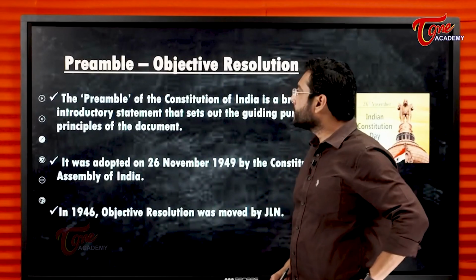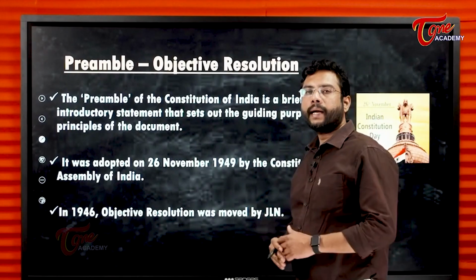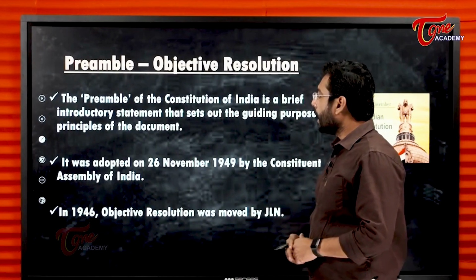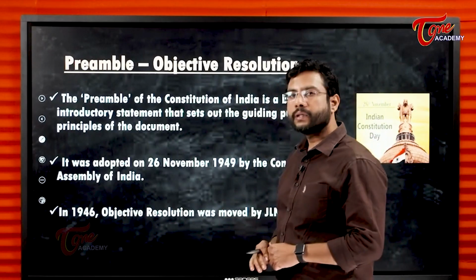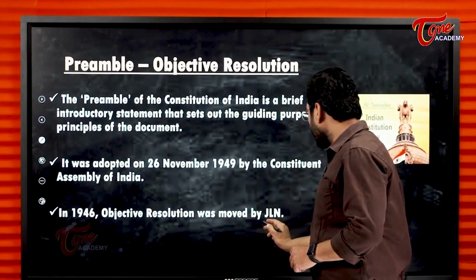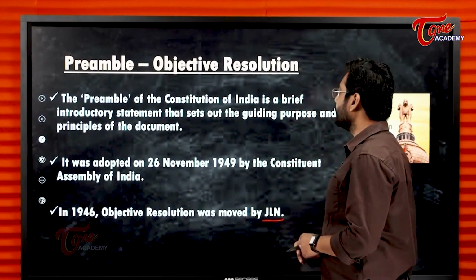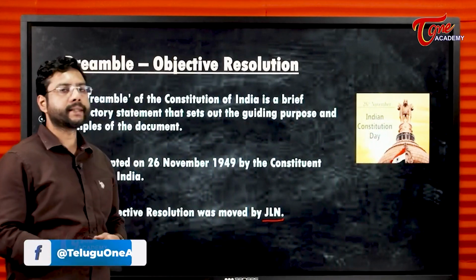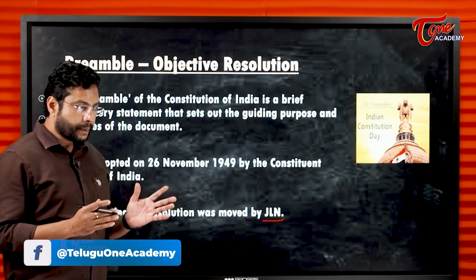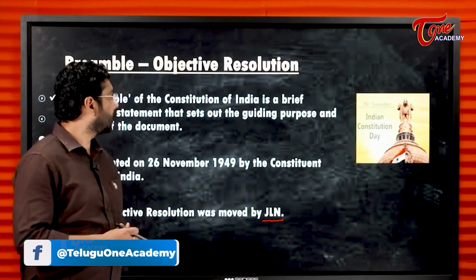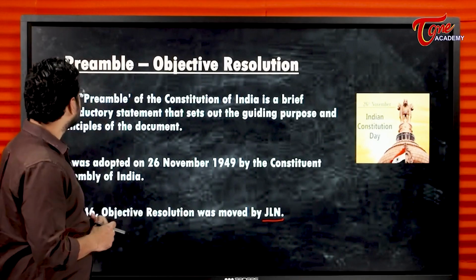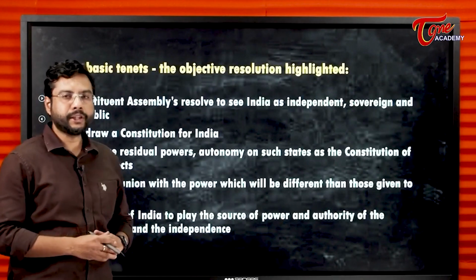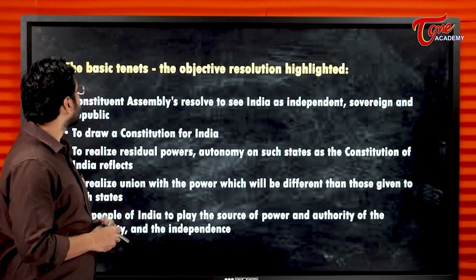Now we would be seeing that the Objective Resolution has formed the base for the preamble to the Indian Constitution, and this Objective Resolution was introduced by Jawaharlal Nehru in the Constituent Assembly. So what the Objective Resolution is and what it says, as we say the preamble has its base in the Objective Resolution. We'll see the basic features or characteristics of the Objective Resolution.